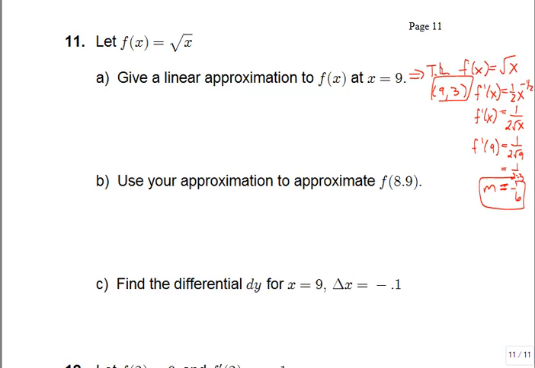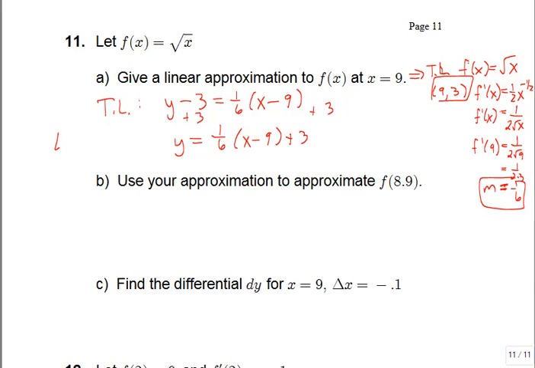So we put them together, and our tangent line is going to be y minus 3 equals our slope, which is 1/6, times x minus the x value 9. And if I go ahead and I add my 3 over to the other side, we get y equals 1/6 times x minus 9, plus 3. And this is called our linear approximation. This will be the best fitting line to the square root curve at the point x equals 9.